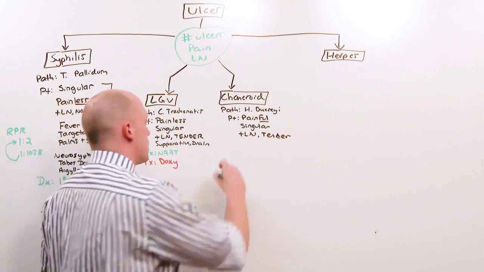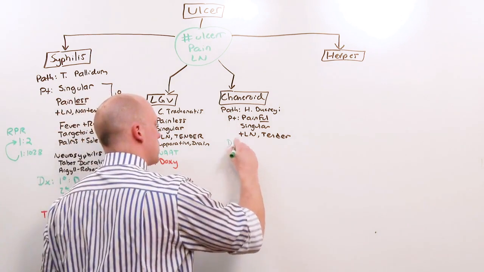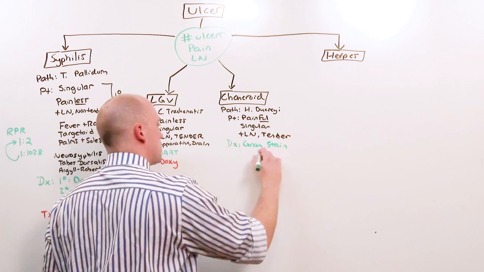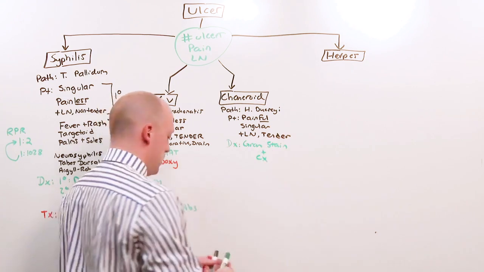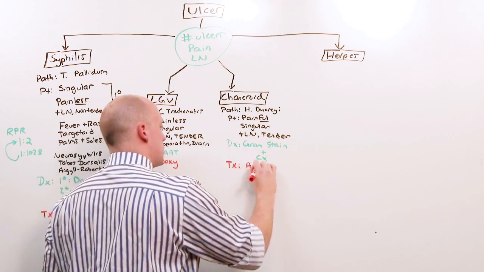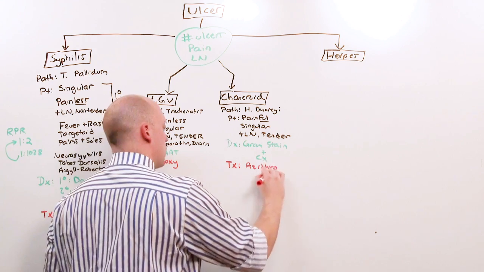The diagnosis can be confirmed by a gram stain in culture, but generally you only consider this after everything else has been ruled out. The treatment is going to be with antibiotics. You can pick azithromycin or Cipro.